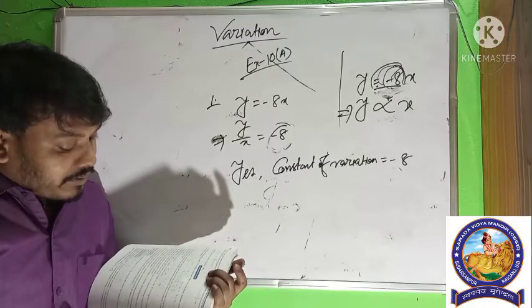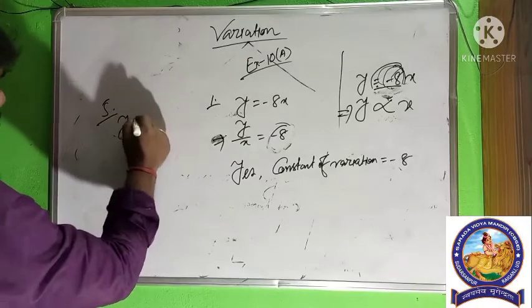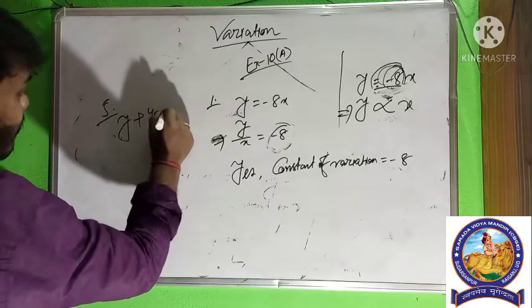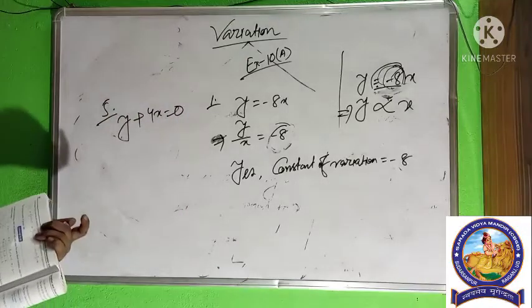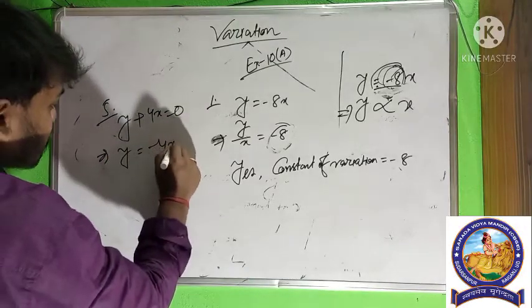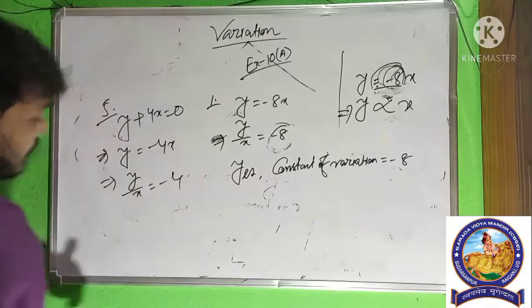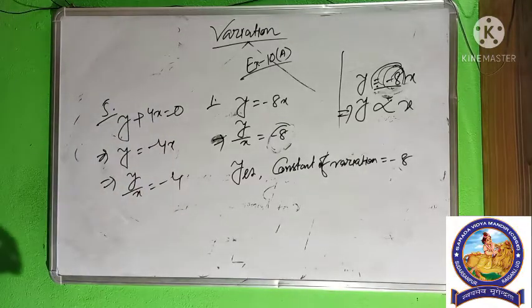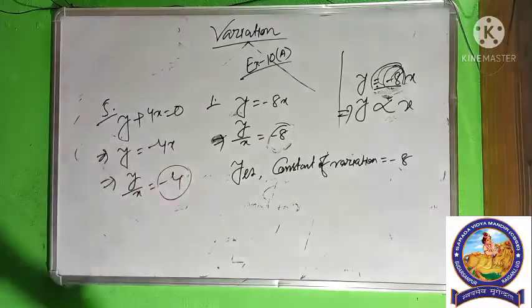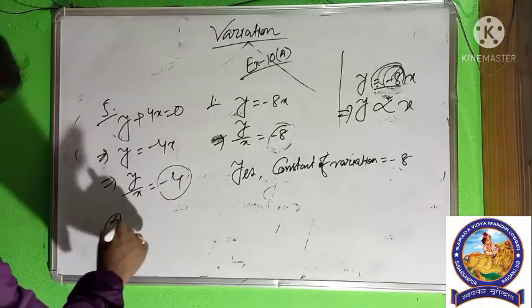Fourth and fifth also very easy. y plus 4x equal to 0. Yes. So what is the value? y equal to minus 4x implies y by x equal to minus 4. Then yes, it is a case of direct variation and the constant of variation is minus 4. So write the answer. Okay.